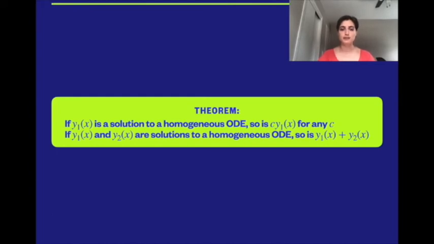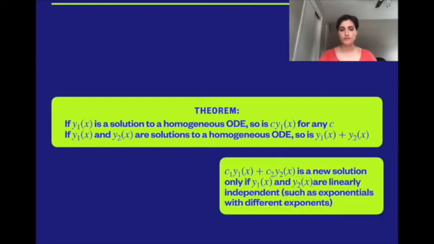Furthermore, there is a theorem that if y1 is a solution to a homogeneous ODE, so is any multiple of y1, and if y1 and y2 are two solutions of a homogeneous ODE, so is the sum of the two terms. This is true only for homogeneous ODEs, not in general. But that means that we can easily construct new solutions if we already have the building blocks.